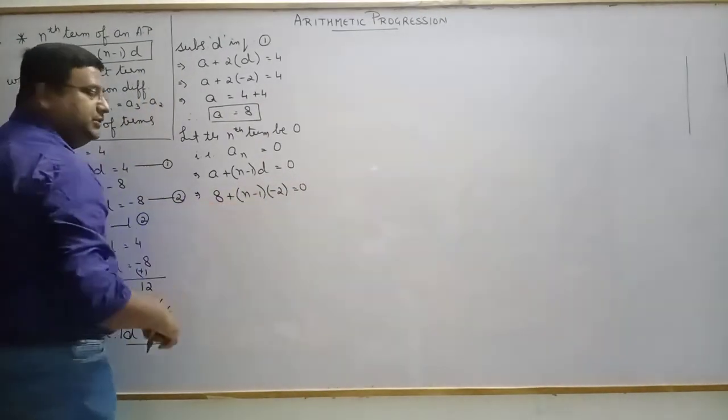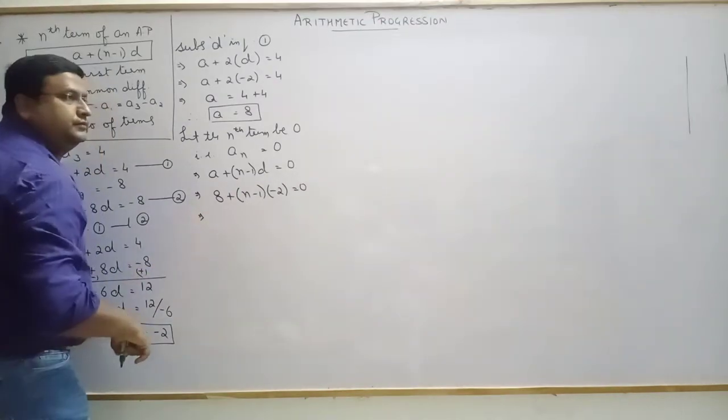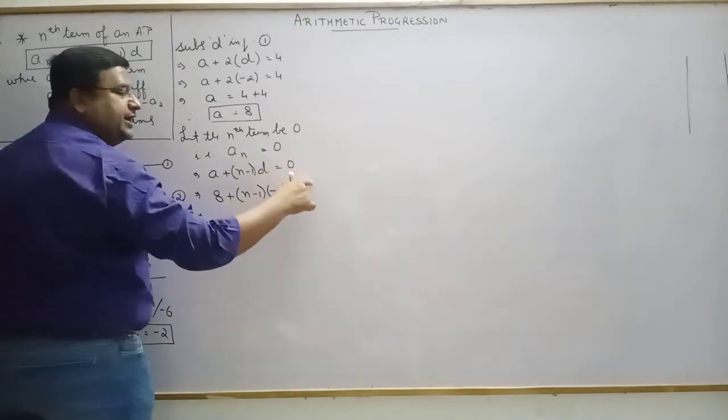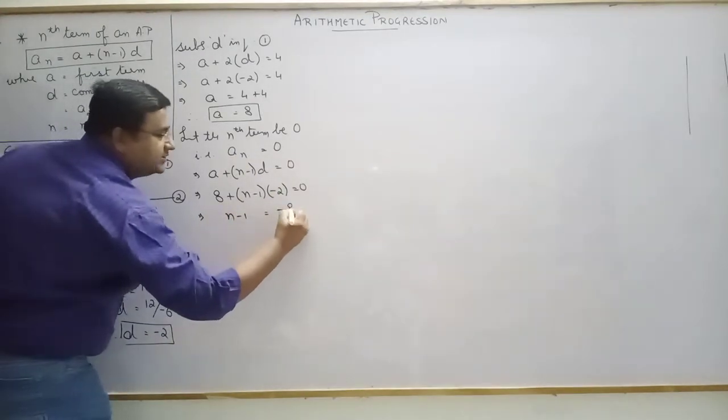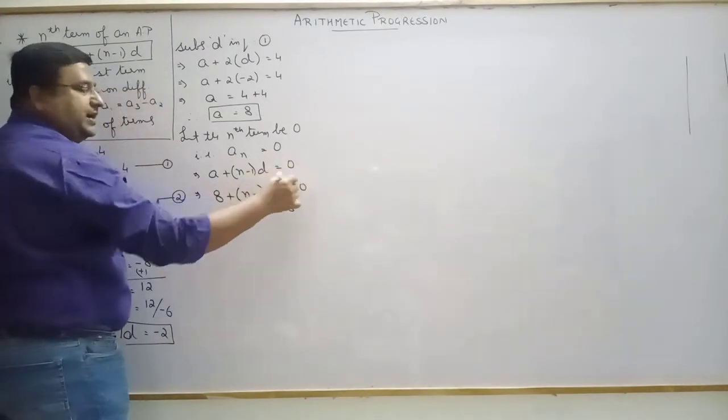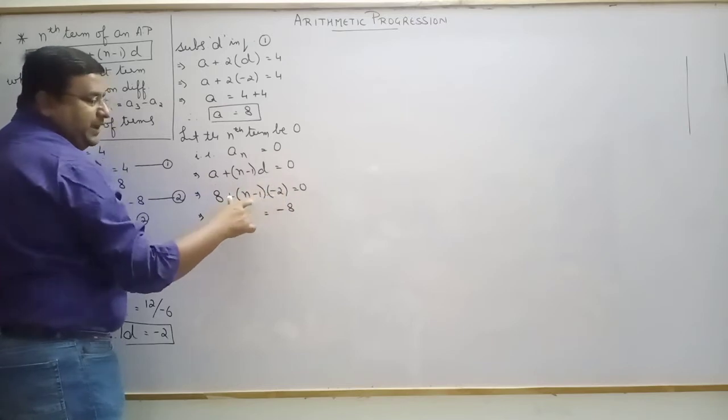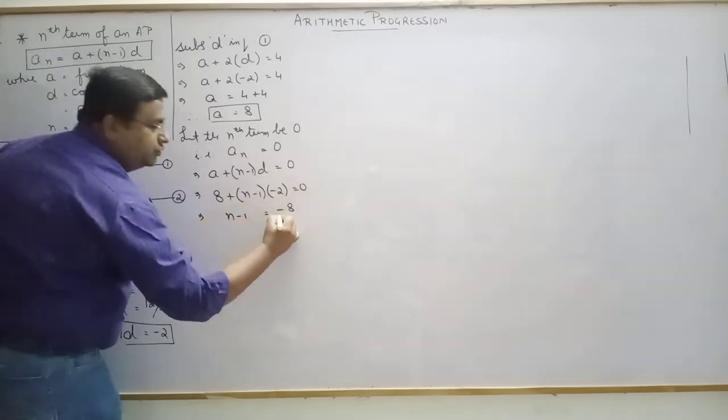a and d substituted. Open the bracket or transpose this plus 8 over here. What does it become? Minus 8. So n minus 1 is equal to minus 8. Plus 8 is transposed, minus 8, and minus 2 was in multiplication with this bracket, so it goes into division.